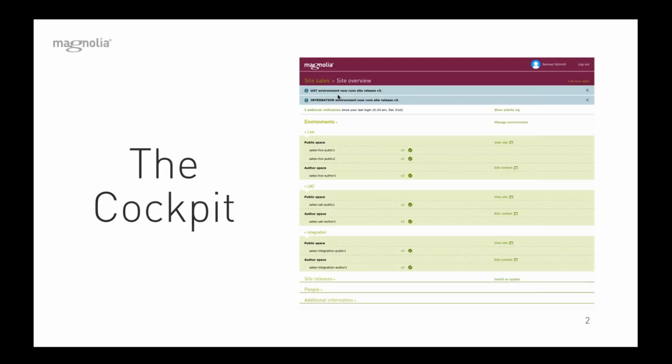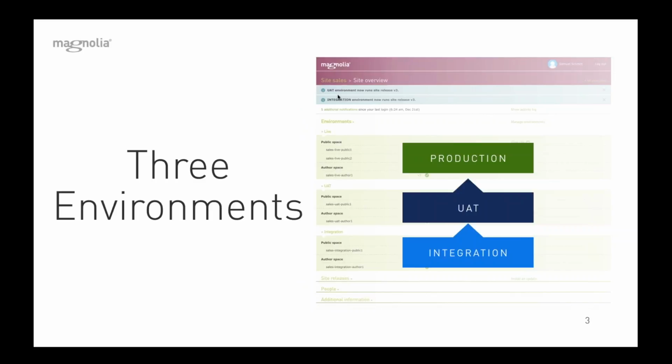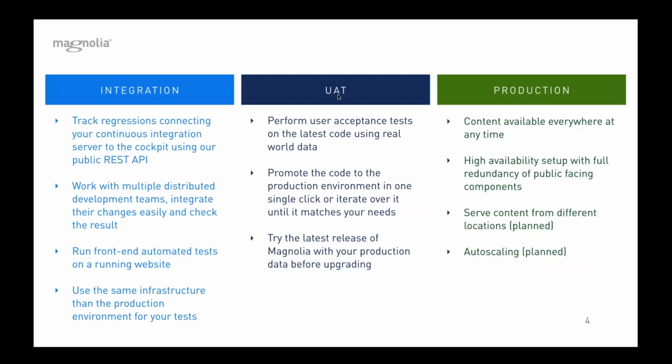So this is the cockpit. This is the entry point for the end users. Mainly we target developers, but some business people can also have access to it and perform some very basic actions. And as you can easily see in this capture, we have here 3 environments: the live, UAT, and integration. And those 3 environments are chained together from the bottom to the top. So let's see into more detail about each of them.